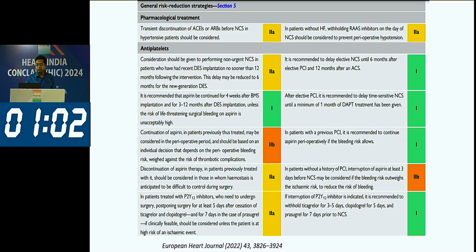And these are the antiplatelet recommendations: you have to stop antiplatelets 5 days for aspirin and 7 days for clopidogrel or prasugrel. It is recommended that aspirin should be continued 4 weeks after BMS implantation and 3 to 12 months after DES implantation, however high the risk of a life-threatening surgical bleed on aspirin may be.